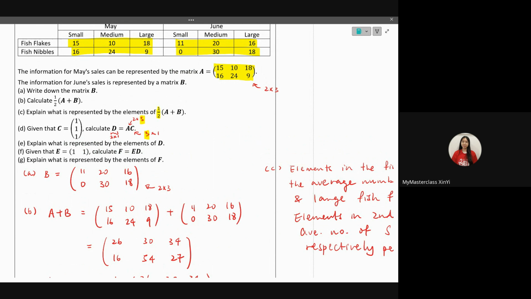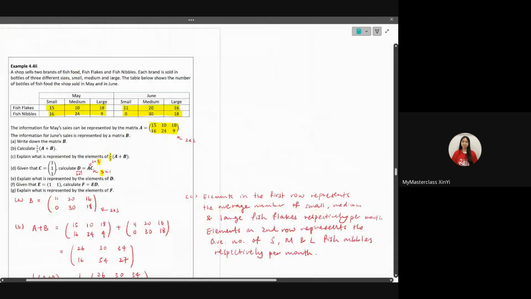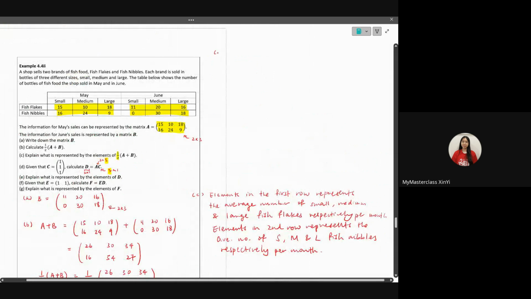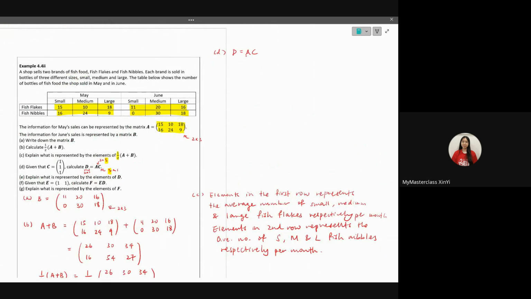So before you do matrix multiplication, always write down all the orders first. I'm going to write down D over here. So for part D, matrix D equals A times C. 15, 16, 10, 24, 18, 9. Then your C is 1, 1, 1. So you would have a 2 by 1 matrix, right?